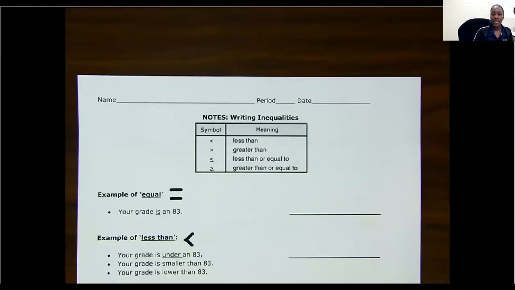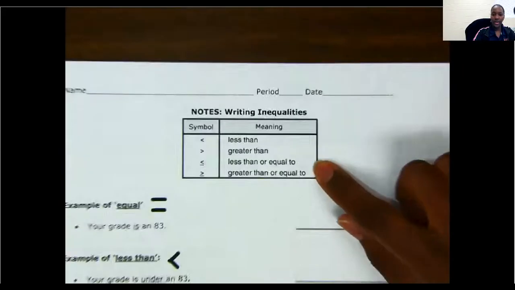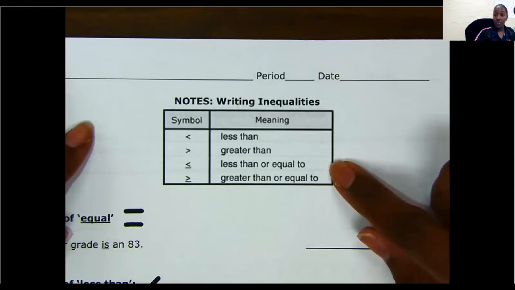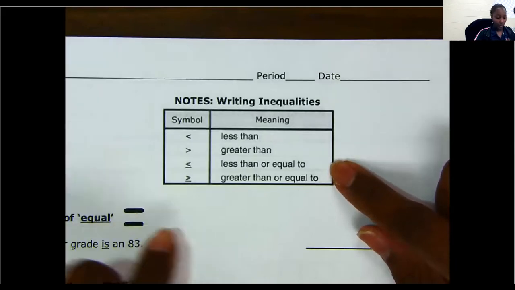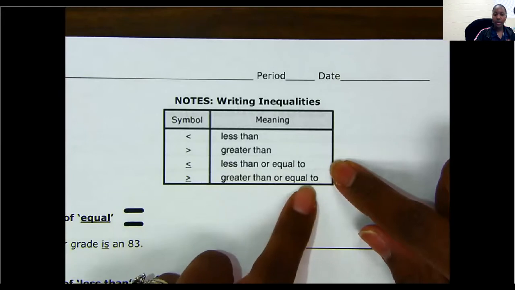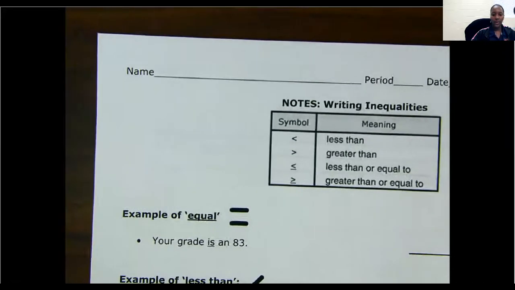All right, inequalities. These may look familiar to you. Greater than and less than. These are considered inequality symbols. We're going to be adding a few others for our use. We have a less than or equal to and a greater than or equal to. And I will go into more detail about what these symbols represent. So let's look at a few examples of each one.